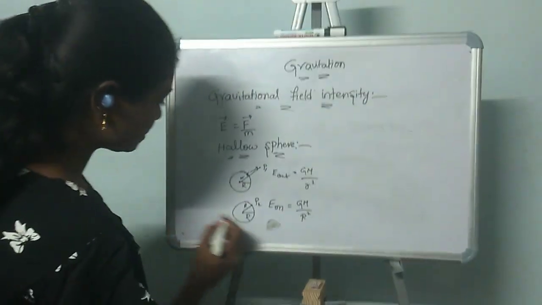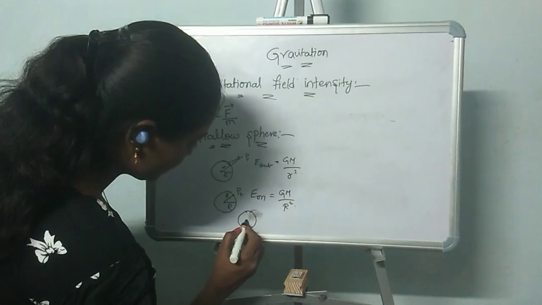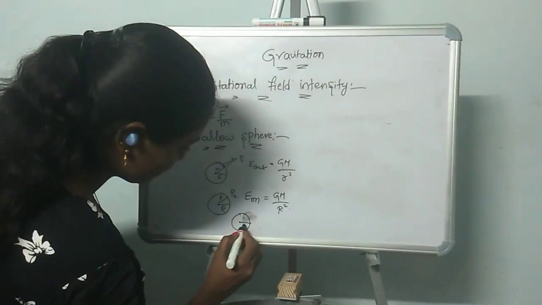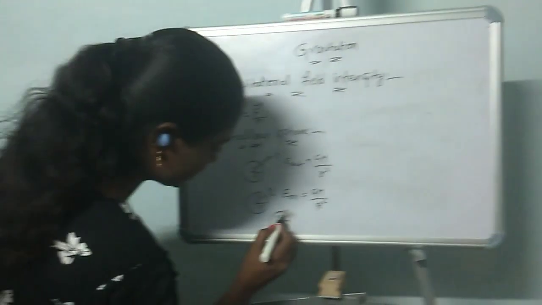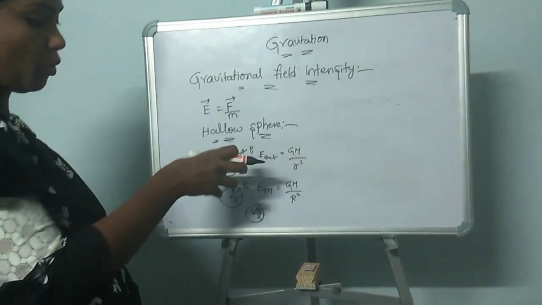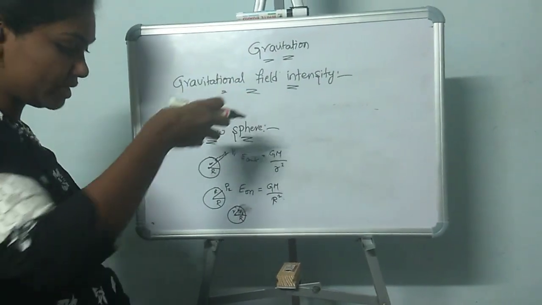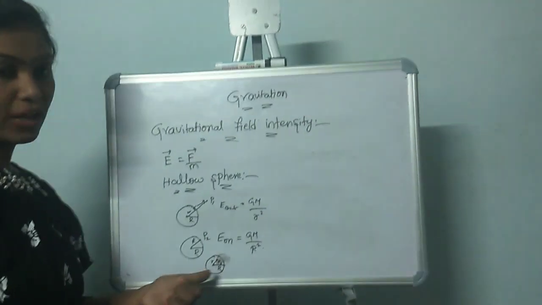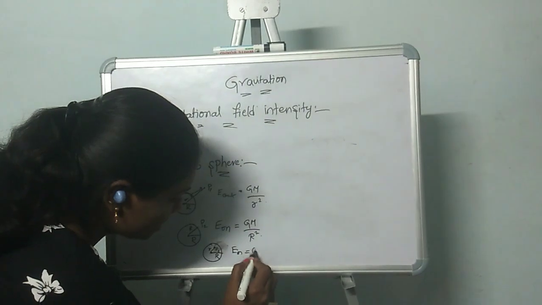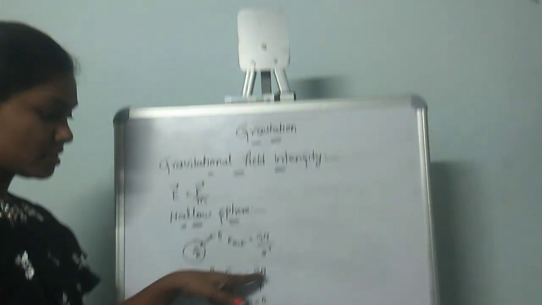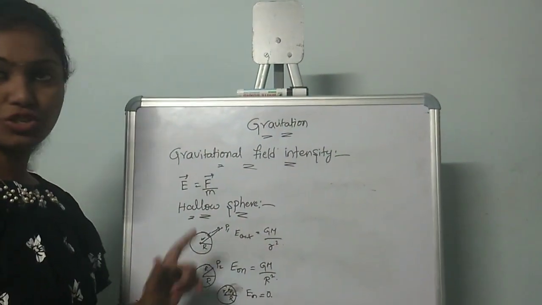For inside the hollow sphere there is no mass. Take point P3 at a distance r, which is smaller than R, located inside the hollow sphere. For that inside point, the gravitational field intensity is 0, because there is no mass, so G into 0 by R square is 0.